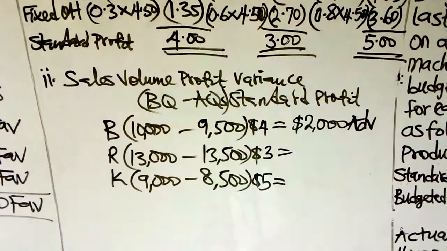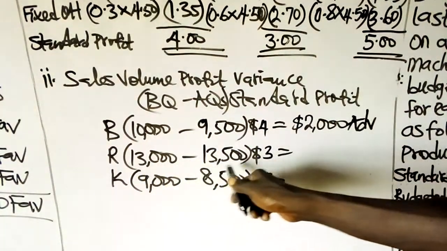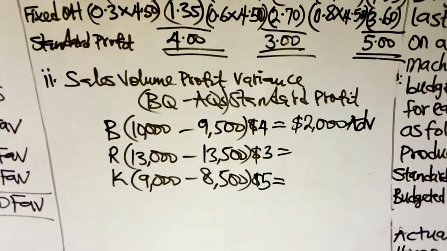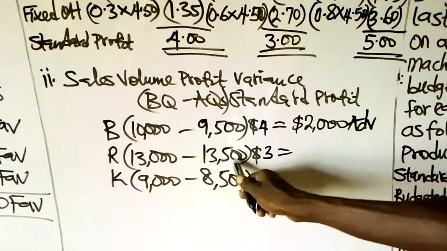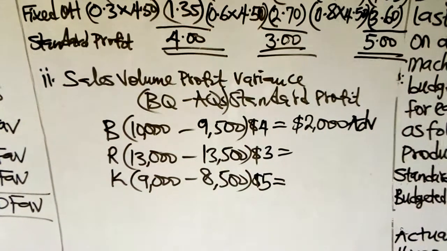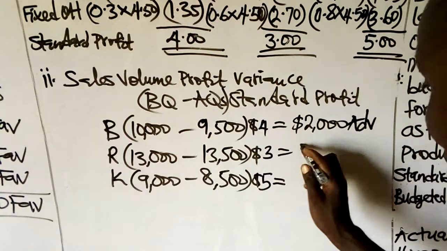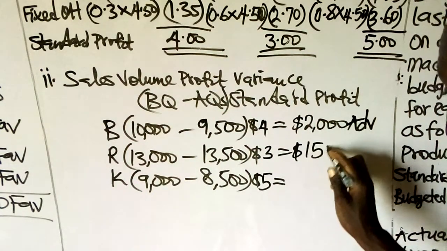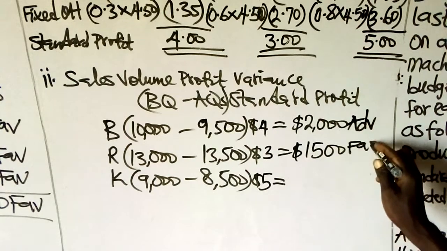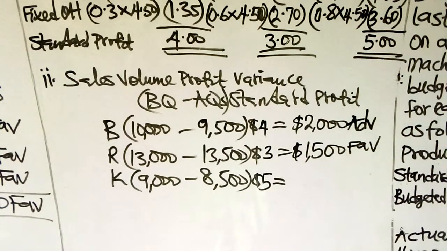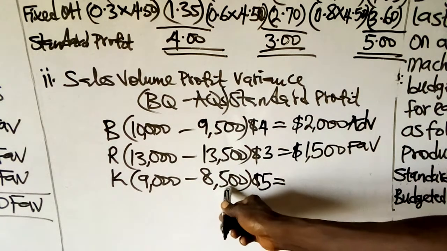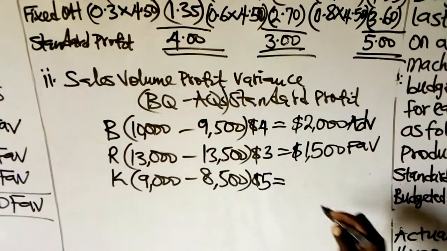13,000 minus 13,500. You sell more than budget here. This is favorable. Times 3. This will be 500 as well, times 3, and that will give us $1,500. This is favorable because you sell more than your plan or estimate. 9,000 minus 8,500 will also be 500 times 5, and that will be 2,500. But here you sell less. That is an adverse.